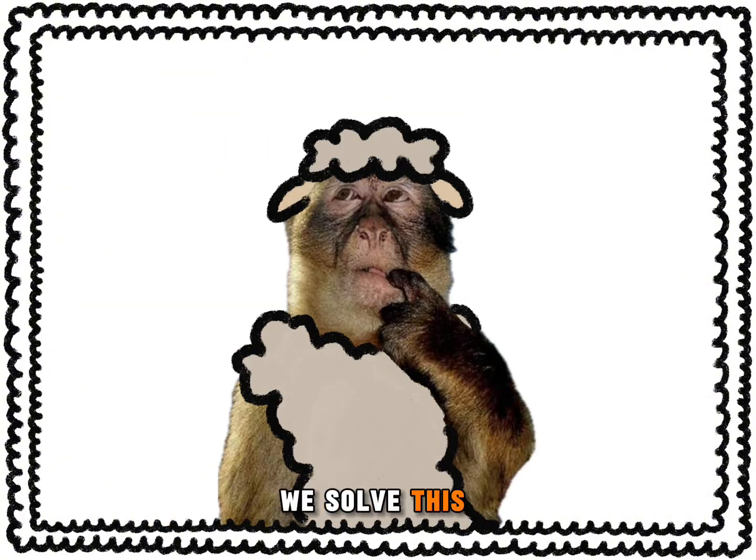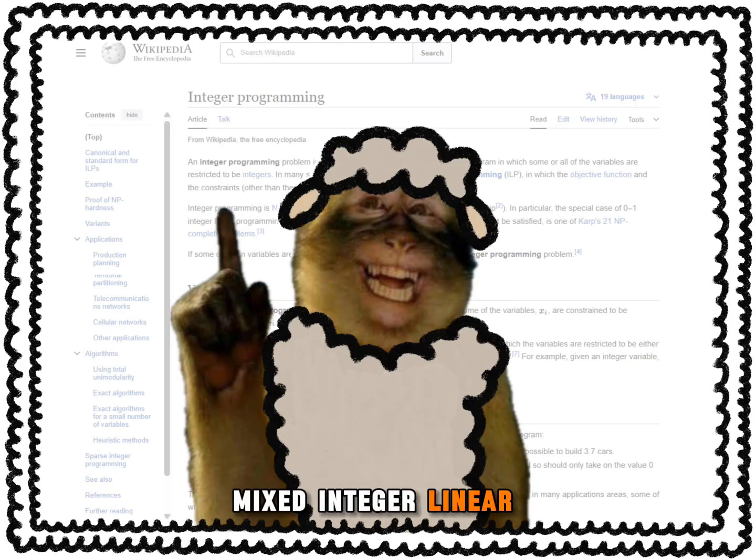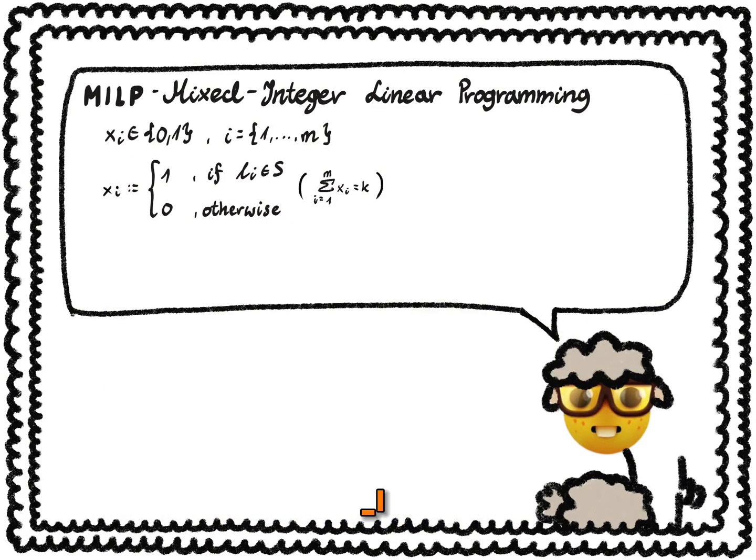Still, how do we solve this? Well, our smart sheep will use MILP, mixed integer linear programming. This allows her to make discrete choices like yes or no, while optimizing a continuous value, so our distance. We introduce binary decision variables x_i. If x_i equals 1, it means location i is selected, so it is a part of set S. If it's equal to 0, the location is ignored. We also add the constraint that the sum of all x must equal k, just to ensure we pick exactly the required number of locations.